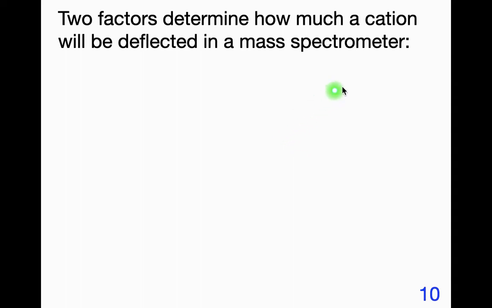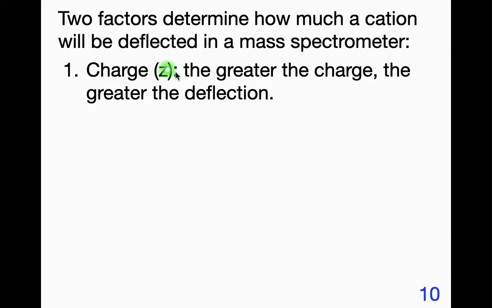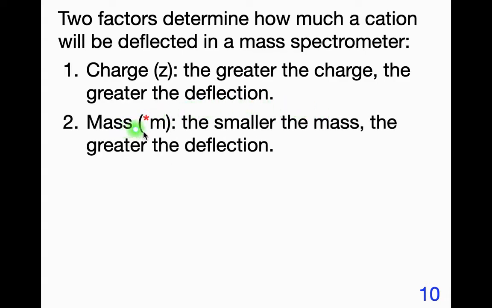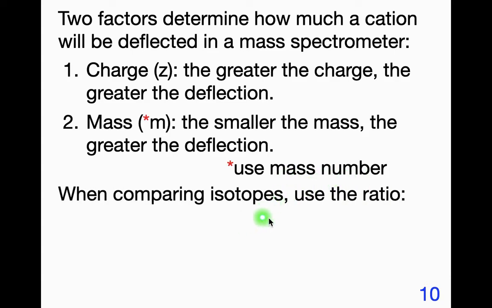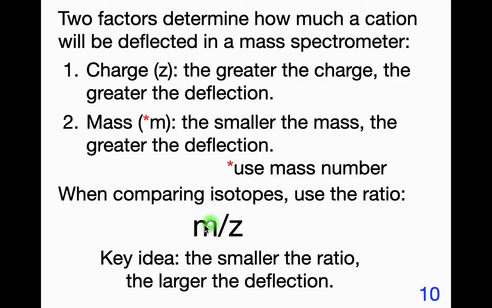2 factors determine how much a cation will be deflected in a mass spectrometer. Charge, and we use a lowercase c to represent charge. The greater the charge, the greater the deflection. And for mass, the smaller the mass, the greater the deflection. Now again, we're going to be using the mass number as the mass of an isotope. When comparing isotopes, use the mass-charge ratio. The key idea is the smaller the ratio, the larger the deflection.